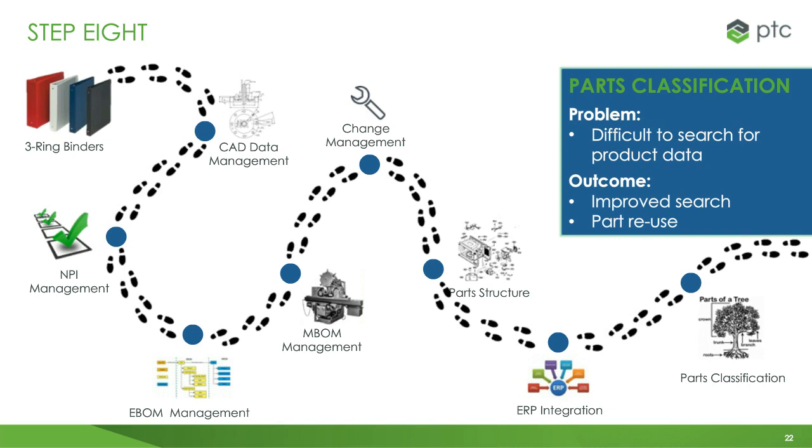Other problems we were having is smart part numbers weren't scalable enough for our company. Smart part numbers require detailed training. What did we do? Well, we implemented a part naming standard across the organization. We created and implemented classification schemas. We focused on part reuse, which increased. We improved searching, and we eliminated smart part numbers. All of our part numbers are assigned by PDM Link at creation. No more smart part numbers.